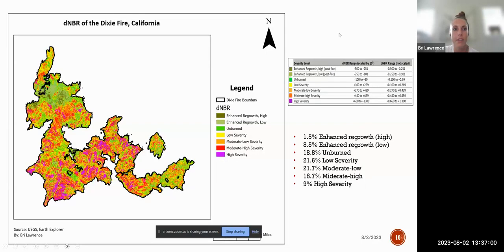The differenced NBR. Here I calculated percentages of each category, and I made the color map to match those categories, and you can see the chart here. About 1.5% is high enhanced regrowth, and 8.5% is low enhanced regrowth. A good majority were low severity and moderate-low severity, and only 9% was high severity.